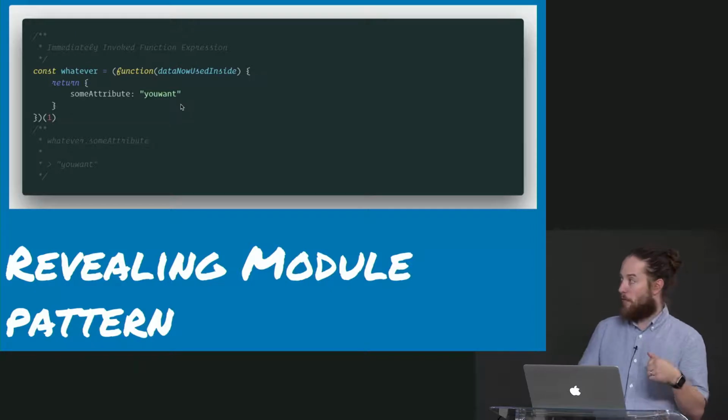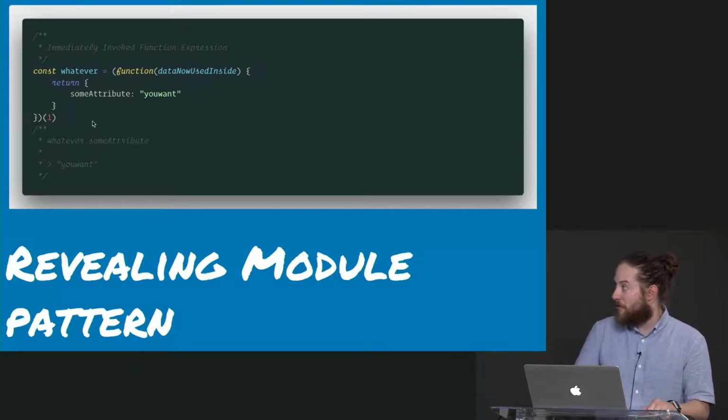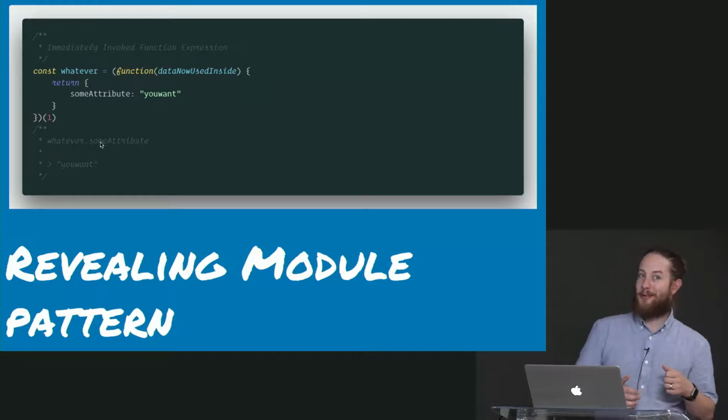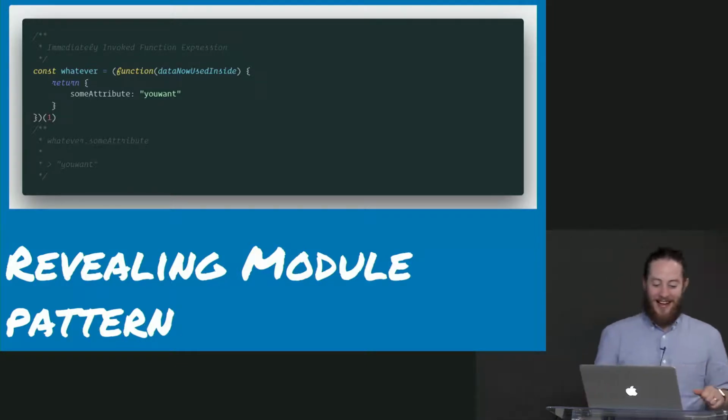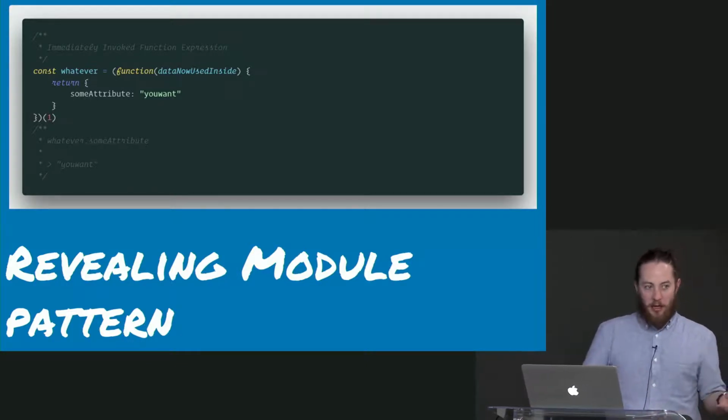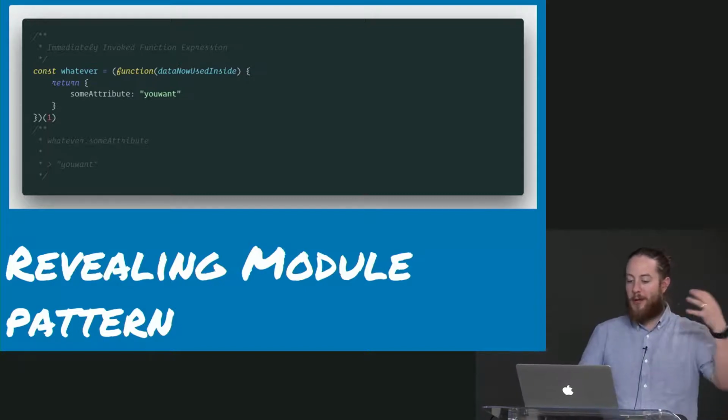So in this case, if you were to write this code in your Node terminal or in DevTools, you're going to see that it returns properties on some object, just like if it was a module. And that was the kind of goal here, right? We want a way to encapsulate.